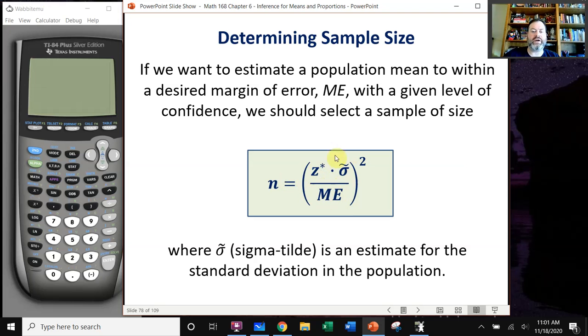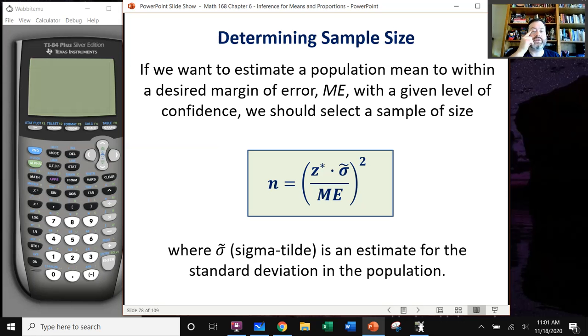We know what a margin of error is. We don't know what sigma tilde is. And then we square the whole thing. Okay, so sigma tilde is an estimate for the standard deviation of the population. Now you might think, well, why can't we just use the sample standard deviation? Well, it's the same problem we ran into in section 6.1 when we did problems like this. If you haven't taken a sample yet, you don't have a sample standard deviation. This needs to be determined before the sample is taken.